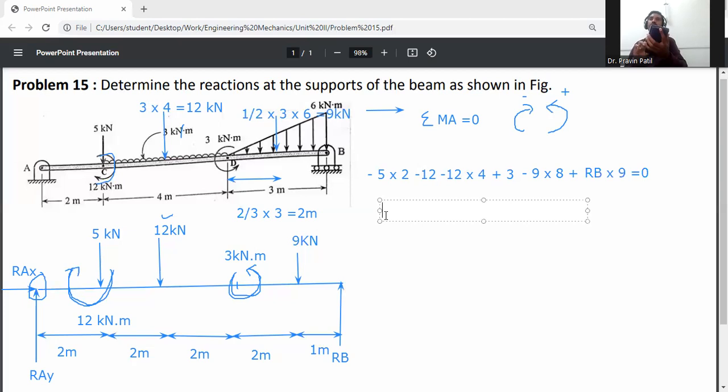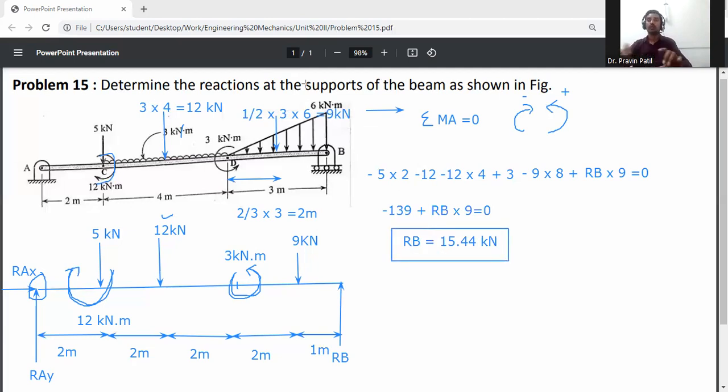-5 × 2, then -12, and -12 × 4, and +3, -9 × 8. So it will be -139 + RB into 9 is equal to 0. From this relation, we get RB is equal to 139 divided by 9. So it will be 15.44 kilonewton. This one is RB.